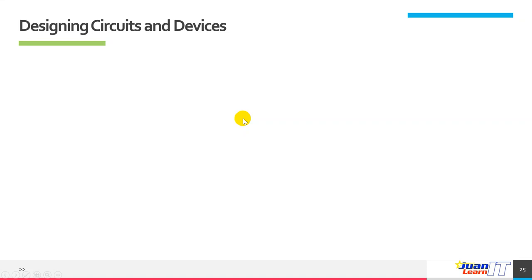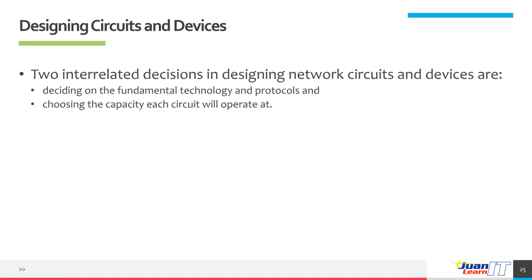Next, designing circuits and devices. The same is true with network circuits and devices: hubs, routers, switches, firewalls. These are interrelated decisions in designing network circuits and devices. The fundamental technology and protocols and the capacity of each circuit are interrelated because each technology offers different circuit capacities. When you say circuits and devices, we're talking about the transmission medium or the transmission media that is to be used in your network design.